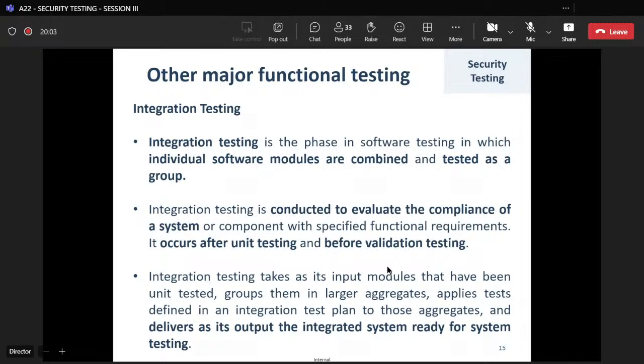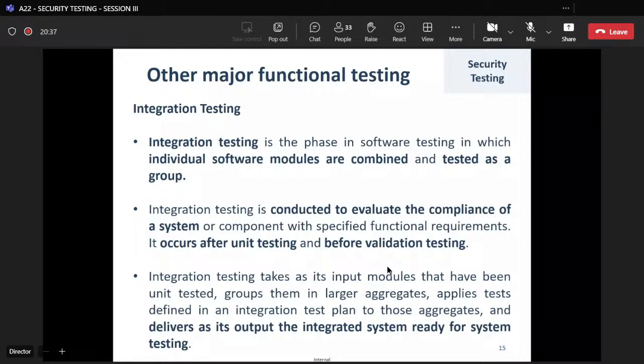Integration testing. Once all the modules have been developed, they try to combine and compile them, and they perform the test as a group. It is conducted to evaluate the overall compliance of the system with various components, right? So once the unit testing is successful, then they go for this integration testing before the validation or before the system testing, right?